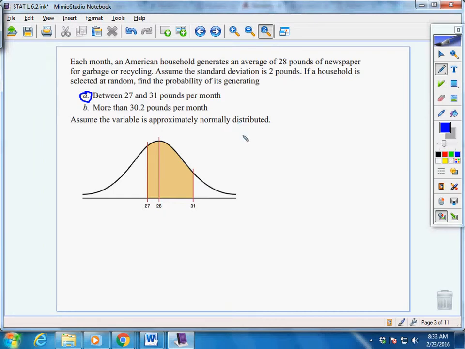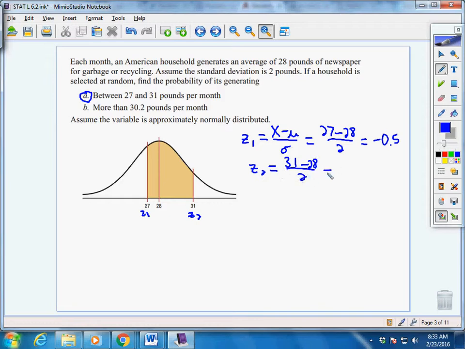So I'm going to say our first z-score here. Remember, we do that by taking the value minus the mean and dividing it by the standard deviation. I'm going to go 27 minus our mean of 28 divided by our standard deviation of 2, and that works out to be negative 0.5, or negative 1/2. Our second z-score here for the 31, using the same formula, is going to be 31 minus our mean of 28 divided by our standard deviation of 2, and that works out to be 3/2 or 1.5.